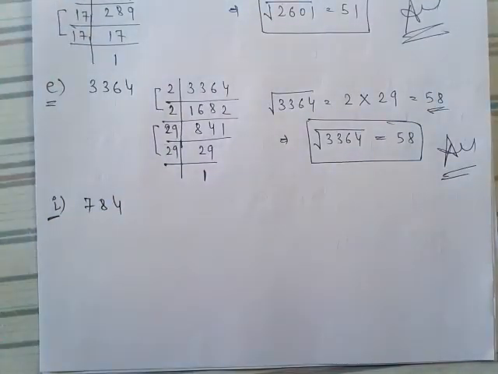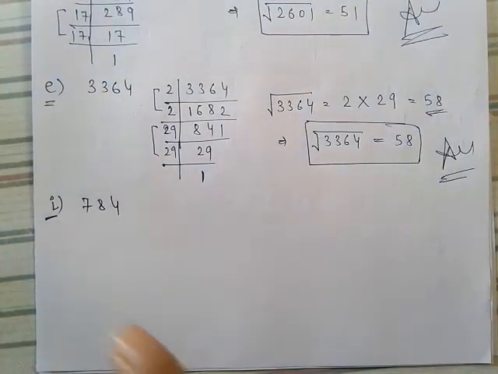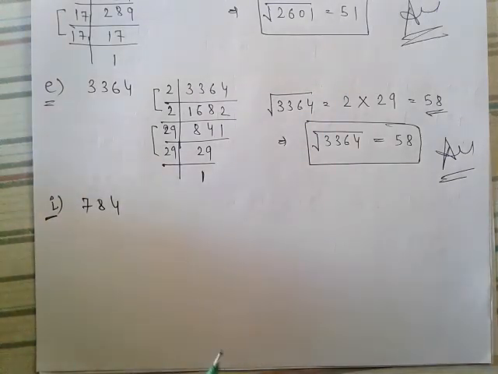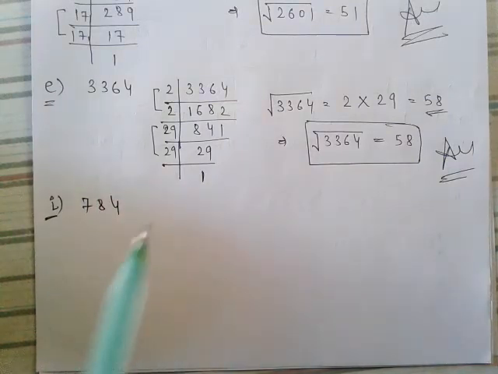Okay, so now you have to find the square root of 784, and those who know whose square is 784, they cannot just write it. Okay, you need to find the square root by only the prime factorization method.